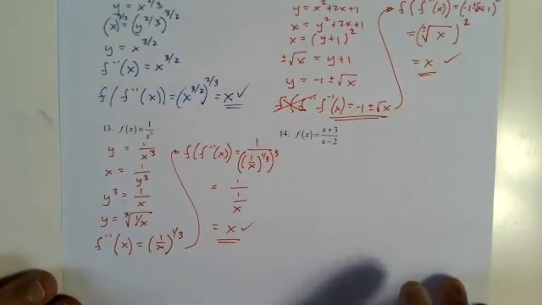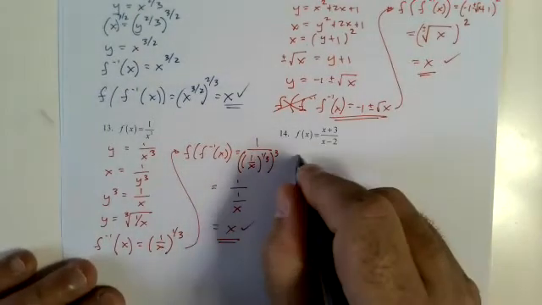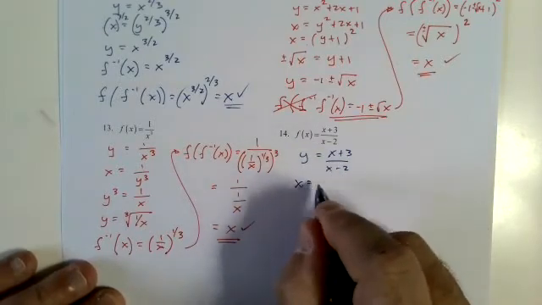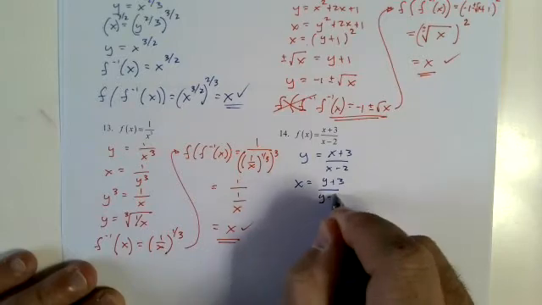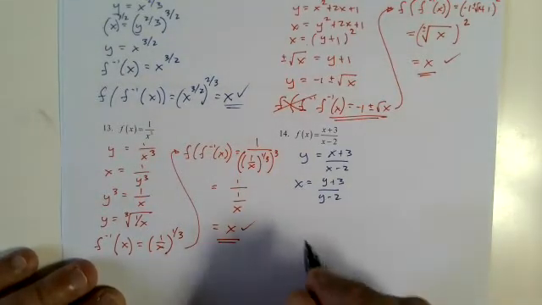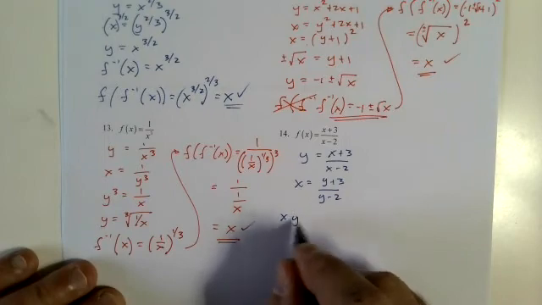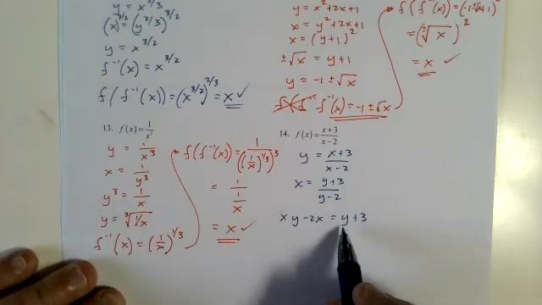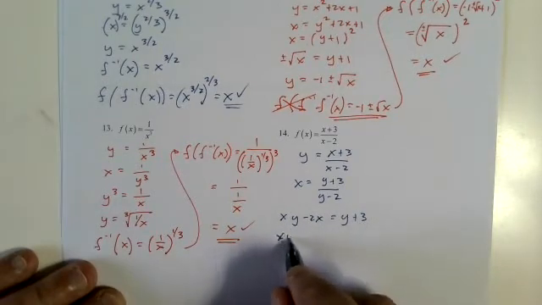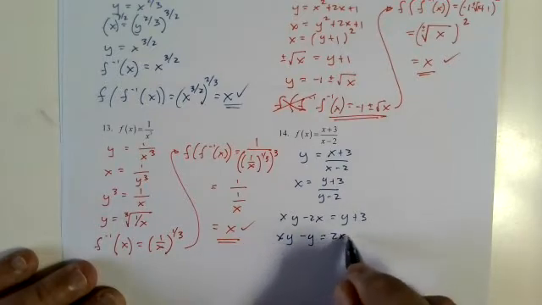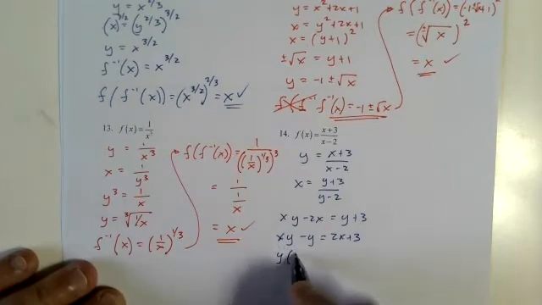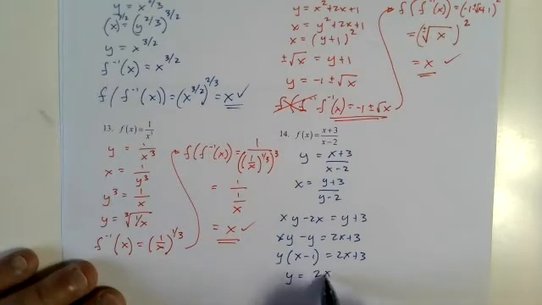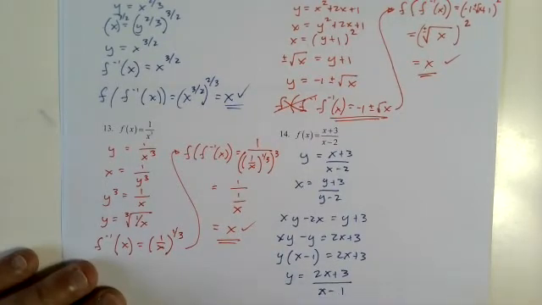This one's a little tricky. Let's see if I remember. I got my notes in front of me so I can cheat, but let's see if I remember how to do this. X plus 3 over x minus 2. So we go x equals y plus 3 over y minus 2. When in doubt, cross multiply. Xy minus 2x equals y plus 3. Trying to get my y alone, so let's bring it over and bring that one over there. Xy minus y equals 2x plus 3. Factor the y, x minus 1. Y equals 2x plus 3 over x minus 1.